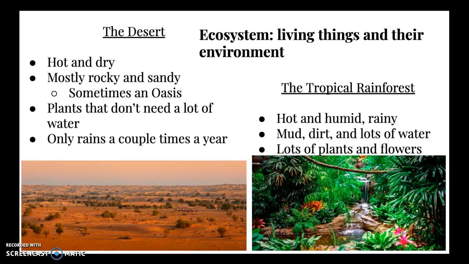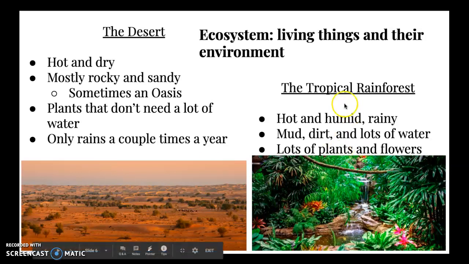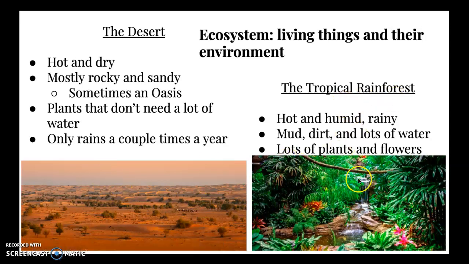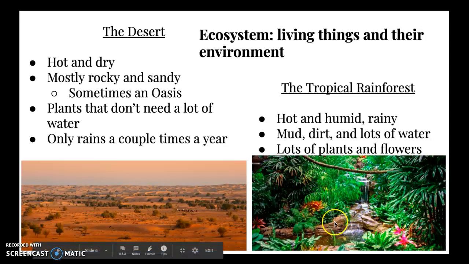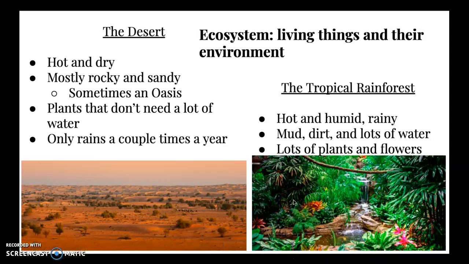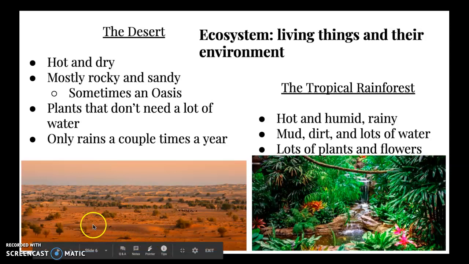So as you can see, these are almost completely different. The tropical rainforest, it's raining all the time, and there's water, lots of waterfalls, lots of rivers. There's all these trees. There's almost no ground. I can't even see any ground that isn't absolutely covered in trees. Whereas if you look at the desert, there's hardly anything growing.